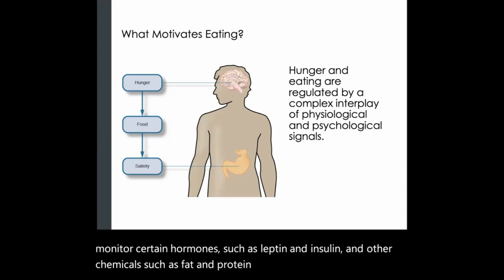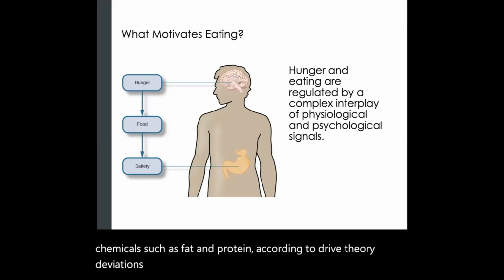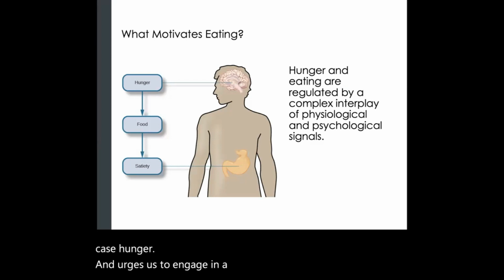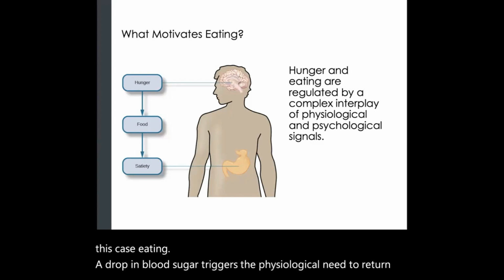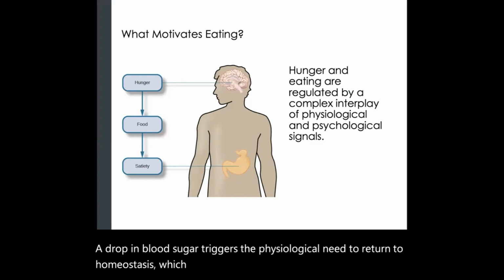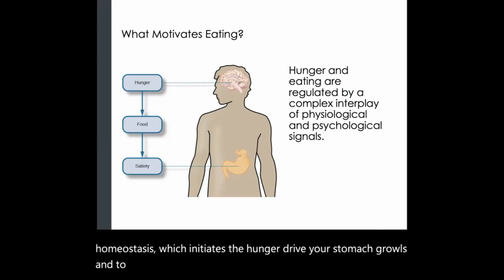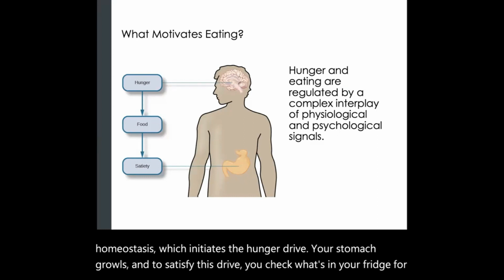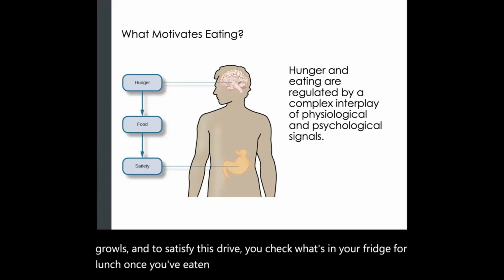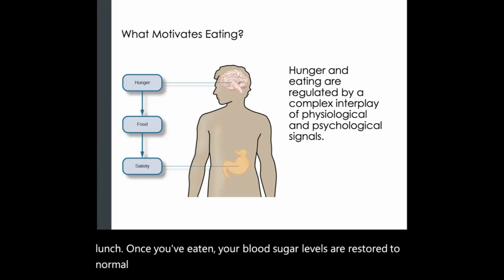According to drive theory, deviations from our body's homeostasis trigger a drive, in this case, hunger, and urge us to engage in a behavior that will restore balance, in this case, eating. A drop in blood sugar triggers the physiological need to return to homeostasis, which initiates the hunger drive. Your stomach growls, and to satisfy this drive, you check what's in your fridge for lunch. Once you've eaten, your blood sugar levels are restored to normal levels, and you no longer feel hungry.